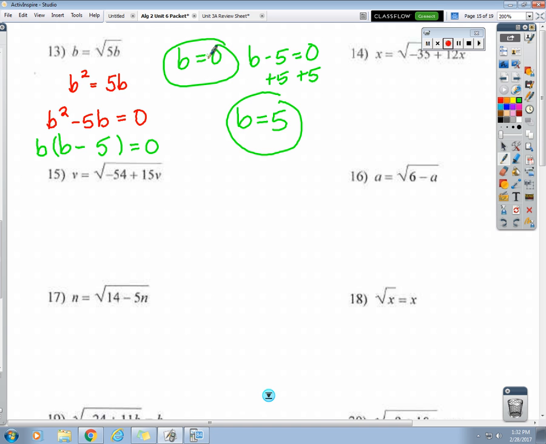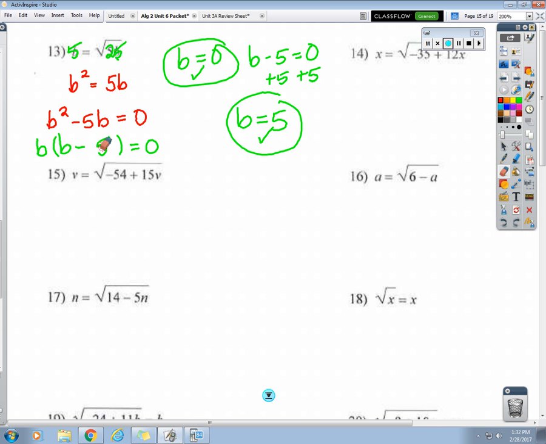If we plug in a 0 on both sides, what's 5 times 0? And what's the square root of 0? 0, so that one worked. If we plug in a 5 on both sides, you'll get 5 times 5, which is 25, and then isn't the square root of 25 equal to 5? So that one works.